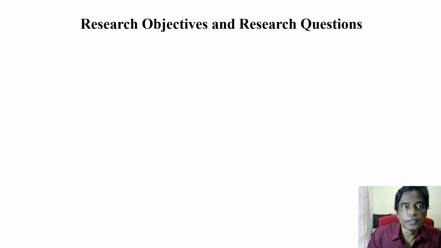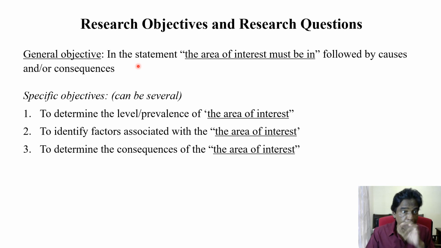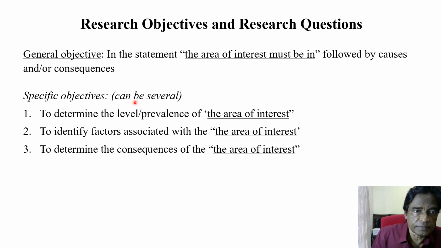Next, research objectives and research questions. From there, what's my general objective? The area of interest followed by whatever causes or consequences. Sometimes we say factors associated. For example, KAP in dengue and the factors associated, or depression among dialysis patients and the factors associated. From there, you write the specific objectives. It can be several; I've just given three.